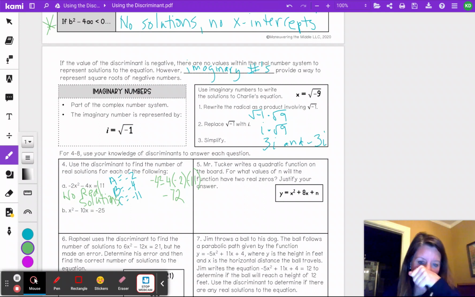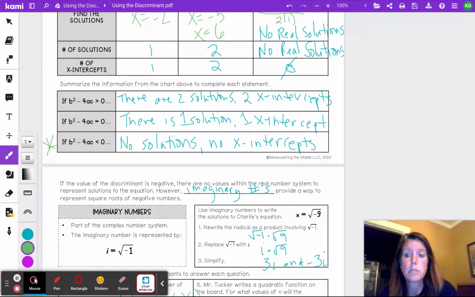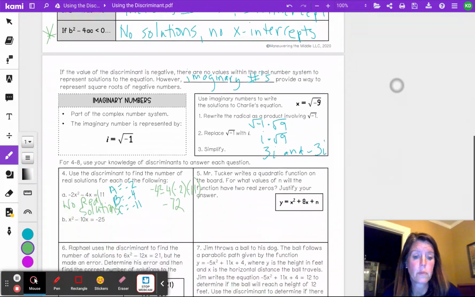All right, so Mr. Tucker writes a quadratic function on the board. For what values of n will the function have 2 real zeros? And again, sometimes you see x-intercepts called the zeros of a function. That's where your y value is 0. So sometimes they're called the zeros because that's where it crosses the x-axis. So what numbers will this have two x-intercepts? So for it to have two x-intercepts, the discriminant has to be a number greater than 0.